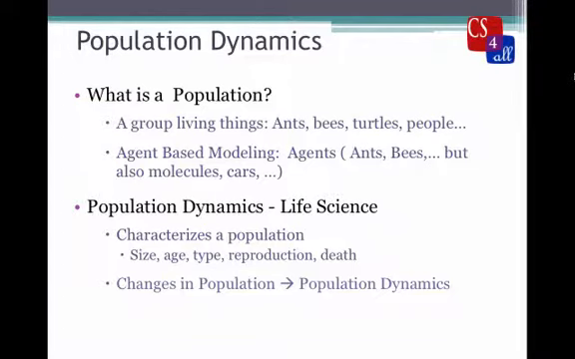In general, a population is a group of living things, individual organisms of the same species living in the same place. Say ants living in a specific ant colony, or people living in a specific city, state, or country. In agent-based modeling, it is a group of agents. These agents can represent anything, those same ants, bees, or people. In this video, we are talking about modeling population dynamics of living things.